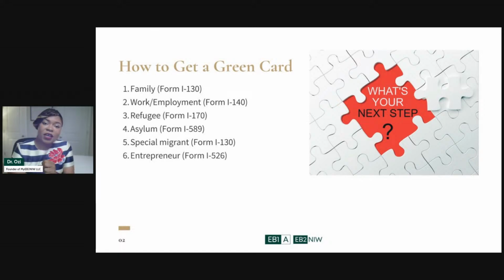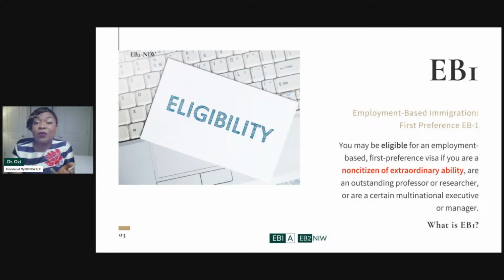This type of green card category that we're talking about is, even though it's under the employment type of green card, you don't necessarily need an employer for this, right? So specifically, we're talking about EB1A. It's under the umbrella of the EB's employment-based green card categories. It's actually the first preference. What does that mean to be first preference?